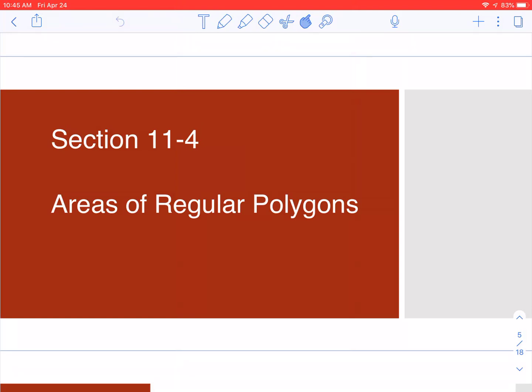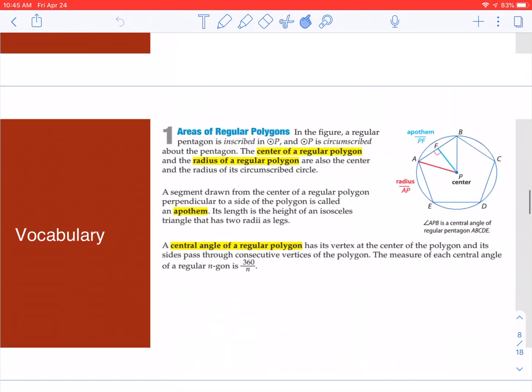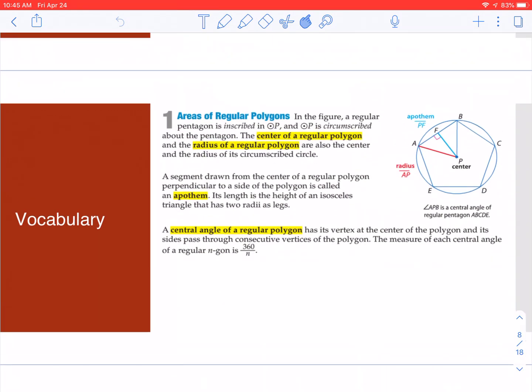Today we have section 11.4, areas of regular polygons. All right, we're going to go right to the vocabulary here.